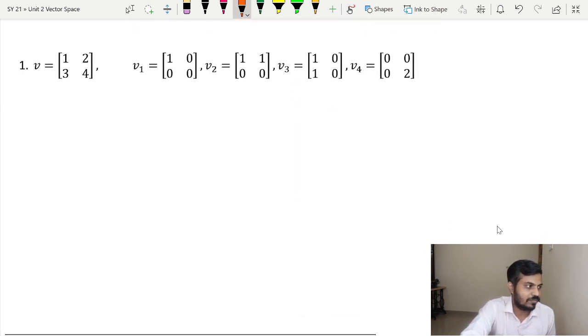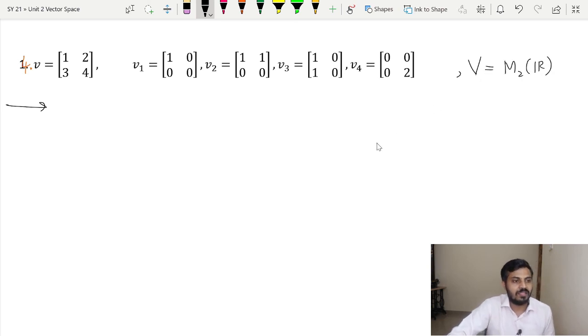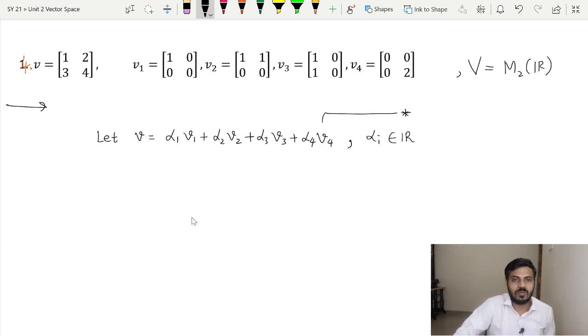Now we will move towards the next example. Now this is an example of, I believe it is the fourth example. So this is an example of M2 of R. As you can see, our vector space is nothing but M2 of R in this case. Now again our beginning will be same, since we have to express V as a linear combination of V1, V2, V3 and V4. So I will start with, let V be equal to what? Alpha 1 V1 plus alpha 2 V2 plus alpha 3 V3 plus alpha 4 V4, and I will call this as star.